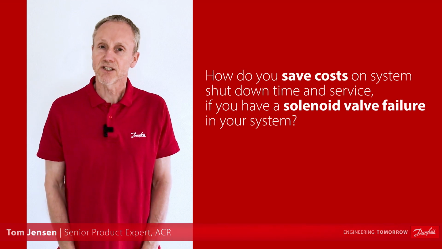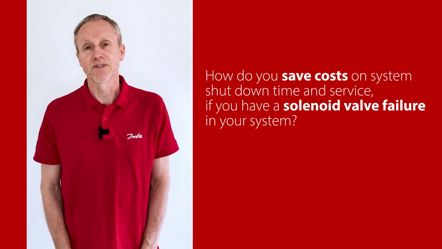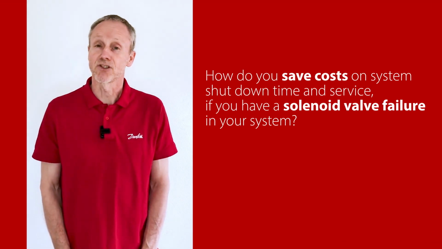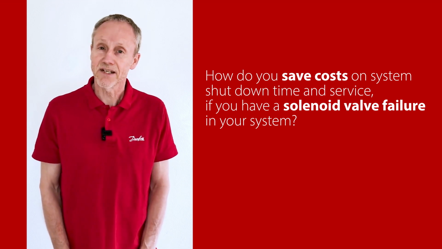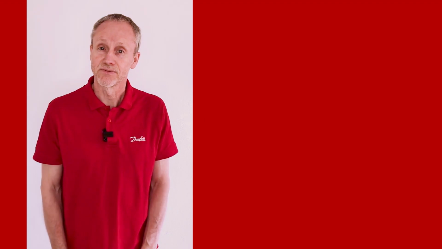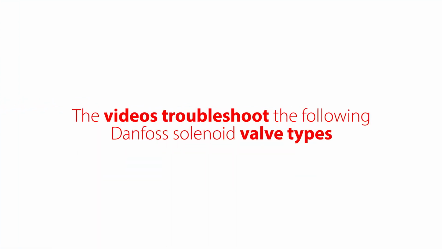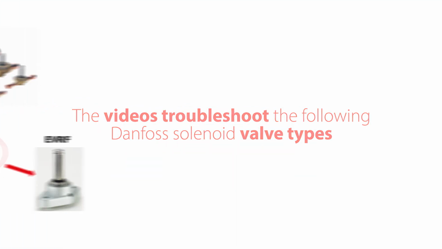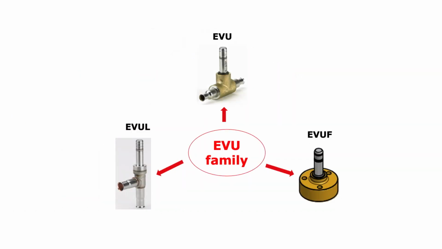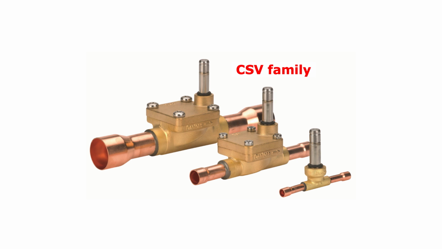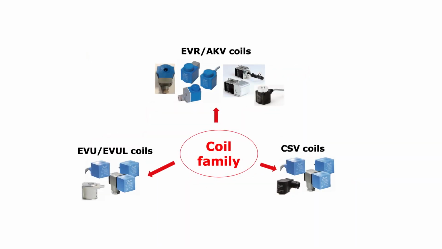How do you save costs on system shutdown time and service if you have a solenoid valve failure in your system? Well, to answer that, have a look at this video. The videos troubleshoot the following Danfoss solenoid valve types: the EVR valve family, the EVU valve family, the CSV valve family, and the coils used for these valves.